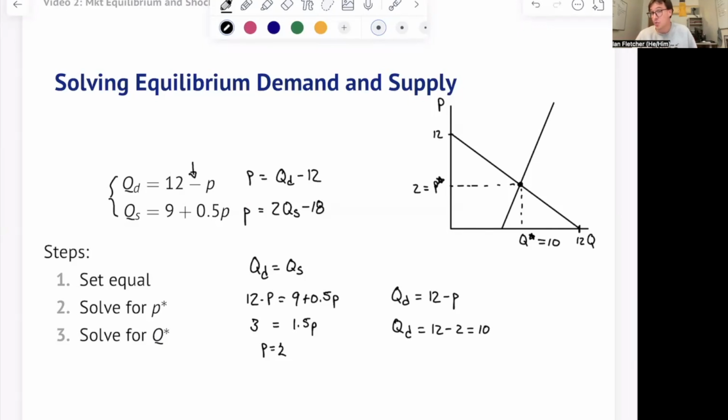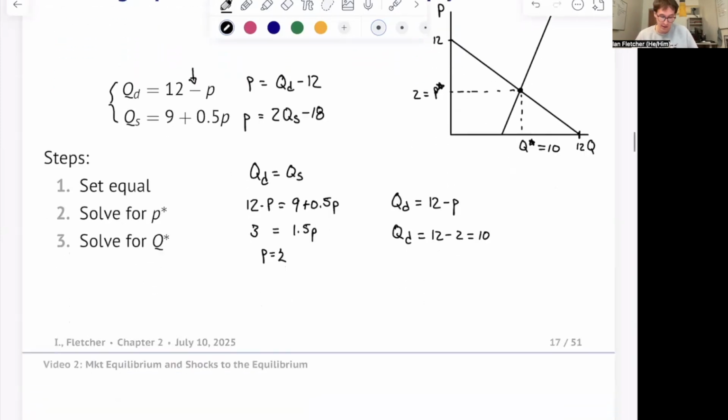That's how you find the equilibrium. It's pretty easy, pretty straightforward. Not much is going to change from that. Again, this should all be pretty much review. But yeah, that's how you get to the equilibrium.